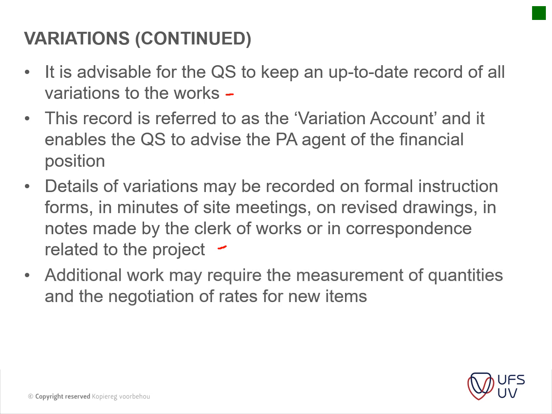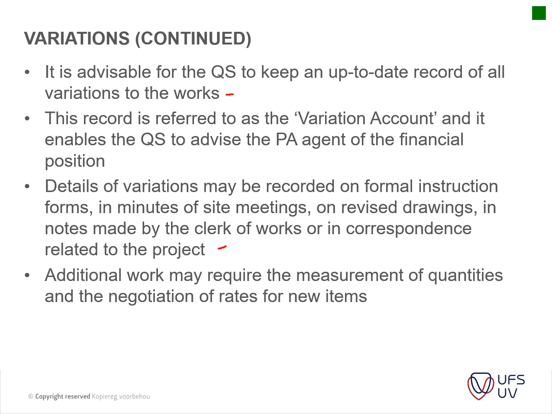Additional work may be required, so the measurement of quantities and negotiation of rates for new items. So usually if it's an addition of items that has been included in the bill of quantities already, but the quantities weren't measured to the right total, those items are easily adjusted because you've got a rate that you can just calculate to the remeasured quantity. Whereas if you've got a new item, for instance, changing the door frames from a steel door frame to a wooden door frame, that will constitute new rates from the contractor to be provided. And that's usually negotiation between the QS and the contractor.